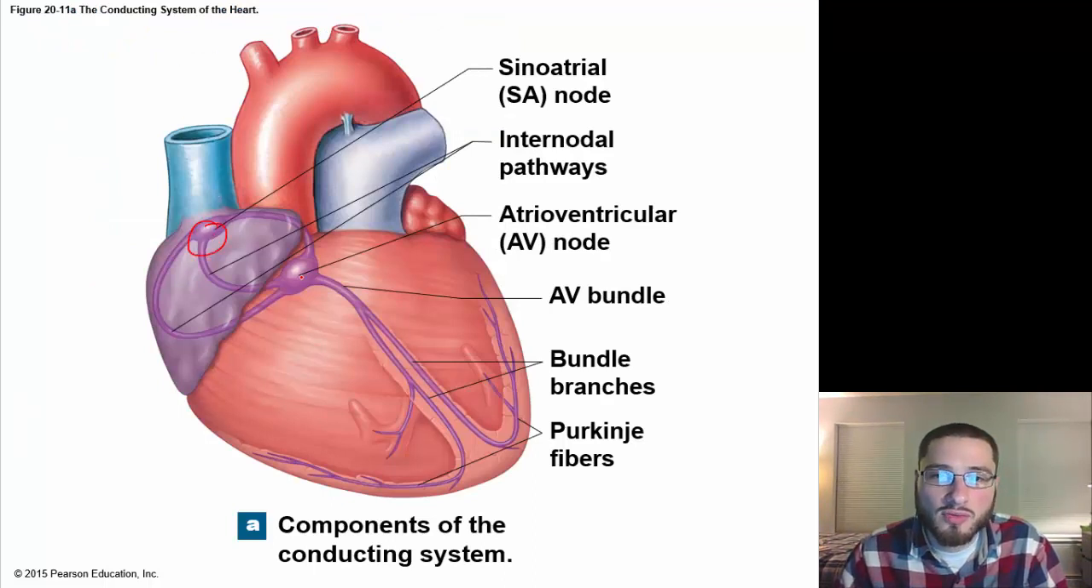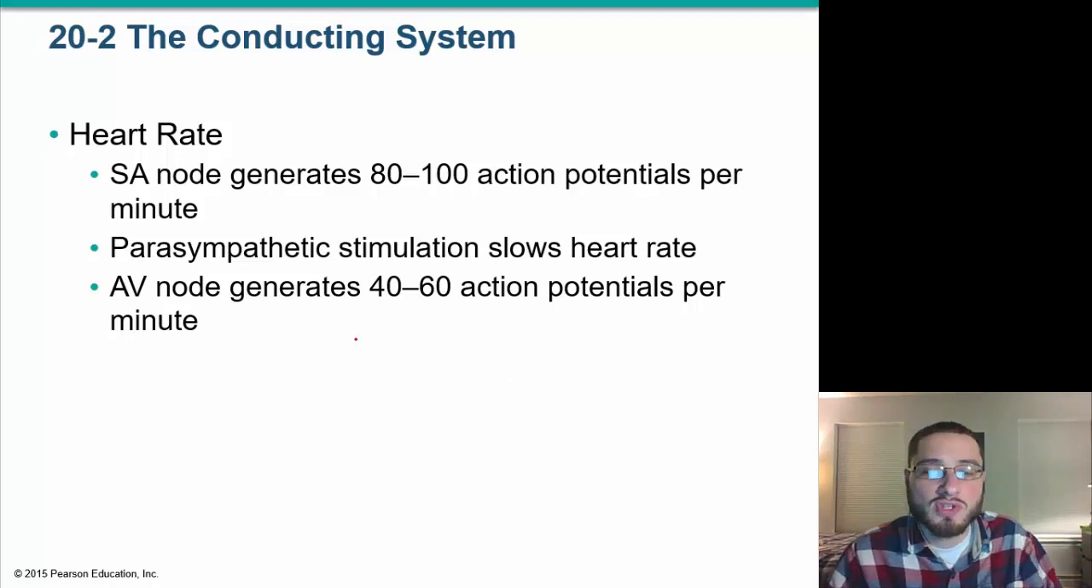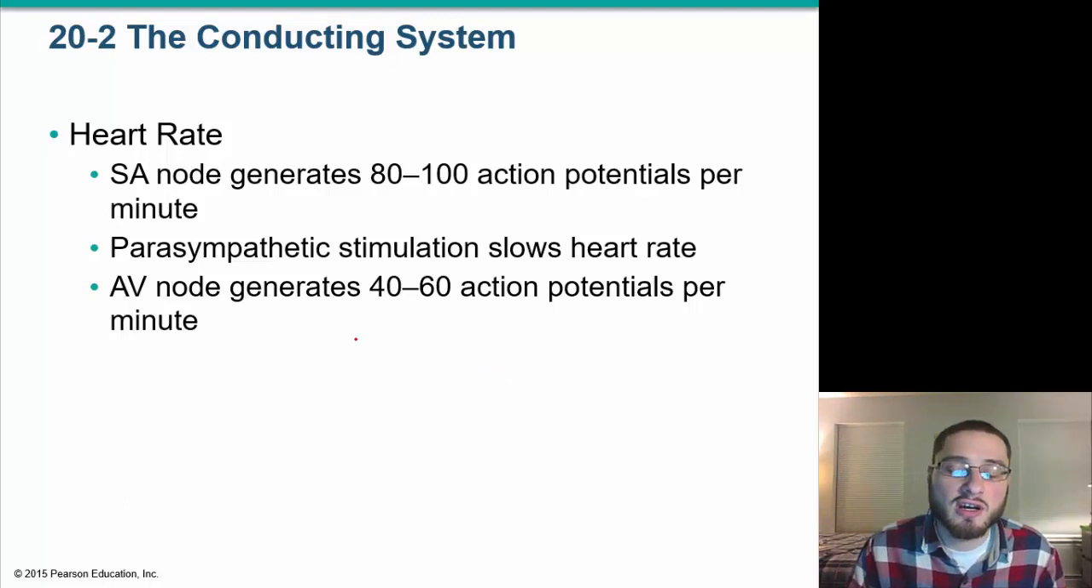We have our SA node. It's going to then send it down to the AV node, and it is going to communicate with this bundle branch, which is going to send it to these Purkinje fibers. And this is what's orchestrating the contraction of the heart, that beating of the heart.